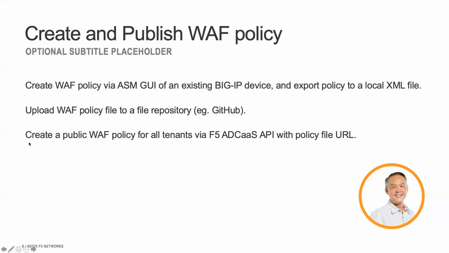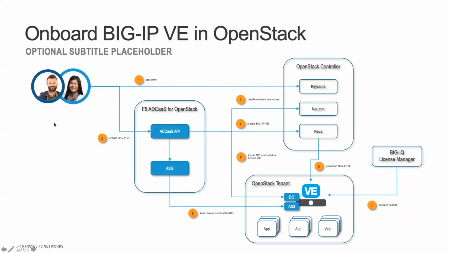And then after the WAF policy file is available to use, the security admin can use our API to define a policy resource for all tenant users in OpenStack. That API only requires him to input the remote URL of that WAF policy. So after those public resources are ready to use, the tenant users will be able to provision their own Big IP device in their own tenants.